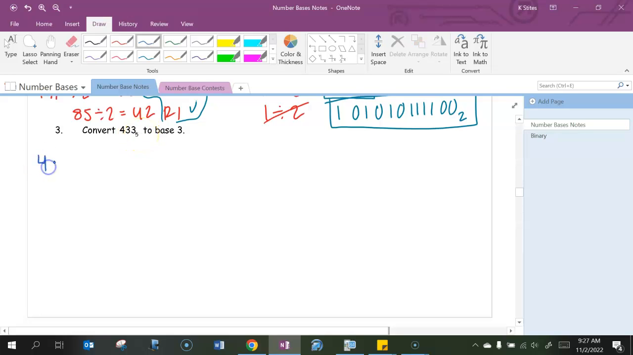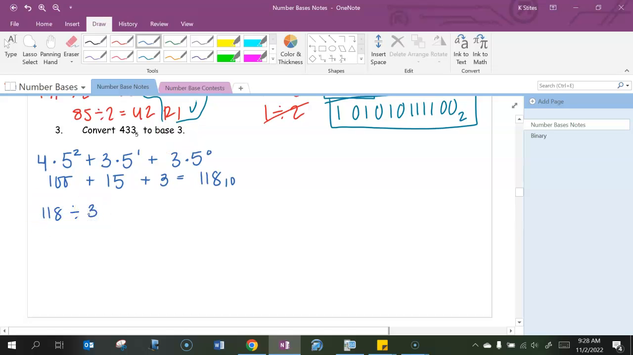That's going to be 4 times 5 to the second, plus 3 times 5 to the first, plus 3 times 5 to the 0. And that's going to be 25 times 4 is 100, plus 15 plus 3, which is a 118 base 10. And now I will divide by 3 because that's the base I'm going to.